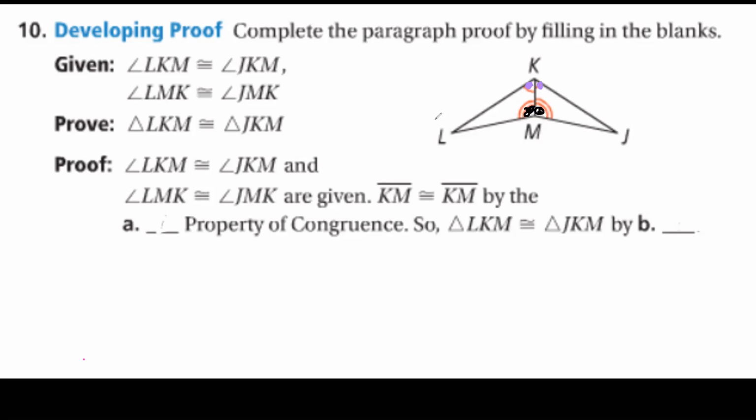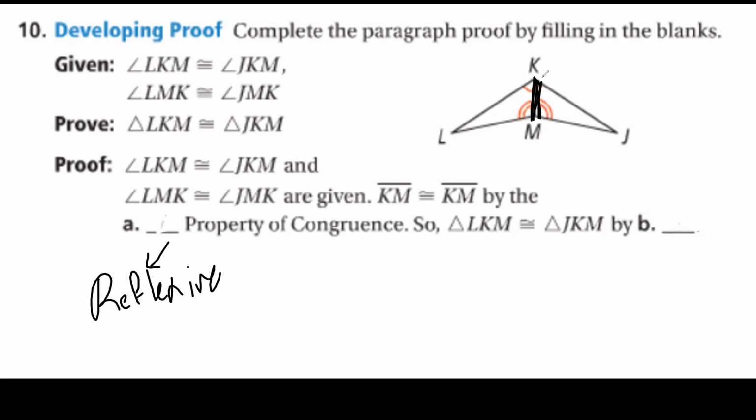They are the angles, this angle, which is LKM and JKM, they are given congruent. And also angle LMK is congruent with this angle. It's also given. Now, KM and KM, I mean this side. Why are they congruent? Why is KM congruent to KM? By what? Because of the reflexive property. Yes, by the reflexive property of congruence.